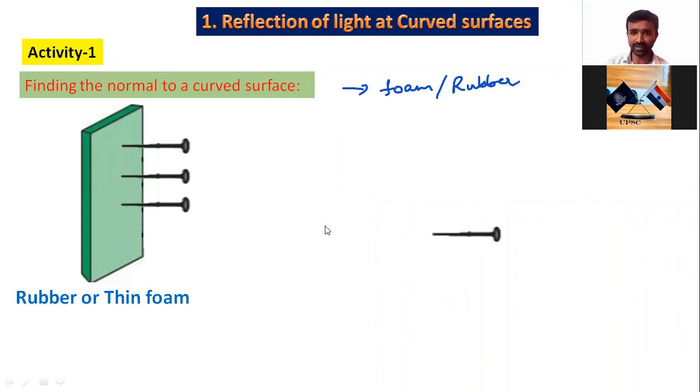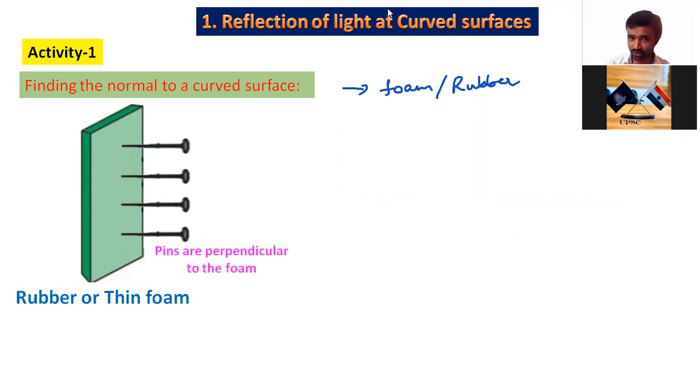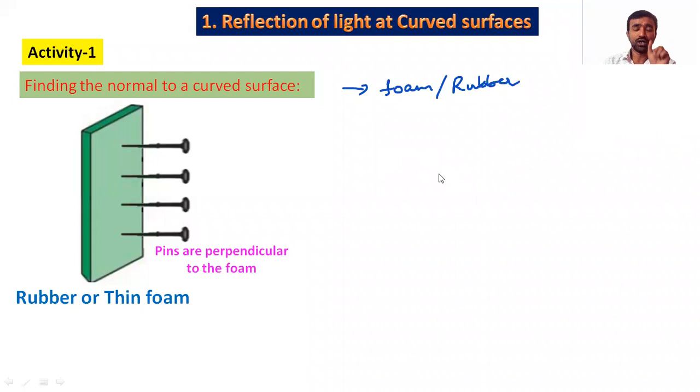So how are they looking? All are perpendicular to the foam. So pins are placed perpendicular to the foam. Can I call them normal to the foam? Can the pins be imagined as normals for the foam or not? Yes. So we can imagine that pins are normals for the given foam. So there is no confusion in imagining or using this pin as a normal for the foam.